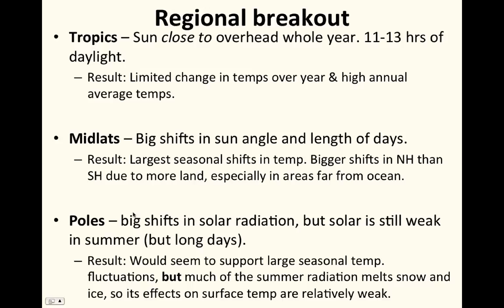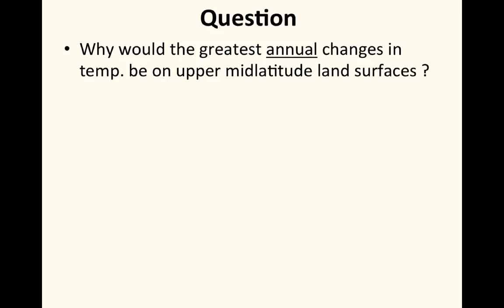The poles have even larger shifts in solar radiation and larger shifts in day length, but solar is still weak in the summer. It's still coming in at an extreme angle. Although this would seem to support large seasonal temperature fluctuations, it's not the case in the poles, because much of the summer radiation is weak because of that angle, but also much of the summer radiation doesn't go to sensibly heat the atmosphere at the surface. It's simply melting snow. Question: why would the greatest annual changes in temperature be on upper mid-latitude land surfaces?